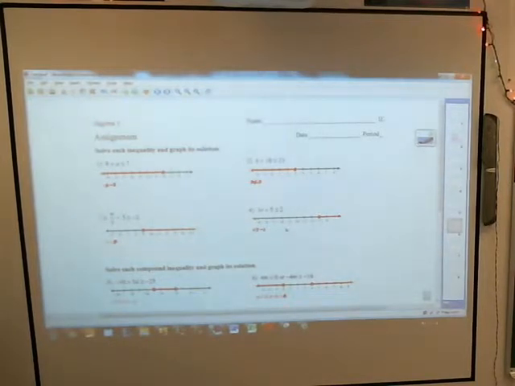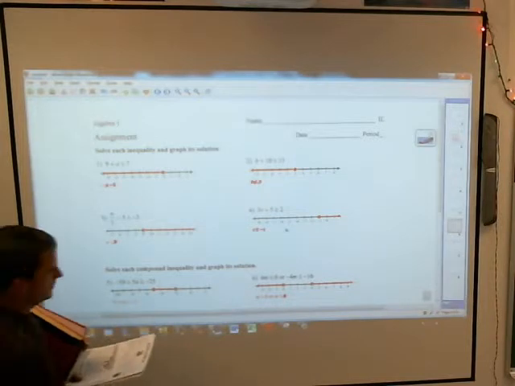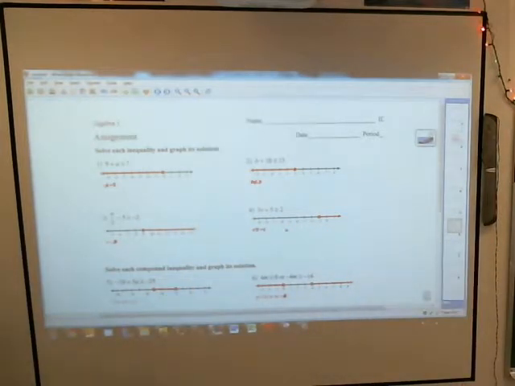5 goes from -5 to -2. Full circle, open circle. 6 shoots off in opposite directions. People seem to have issues with that. Make sure that's part of your notes. So far, so good. Just warming up here.